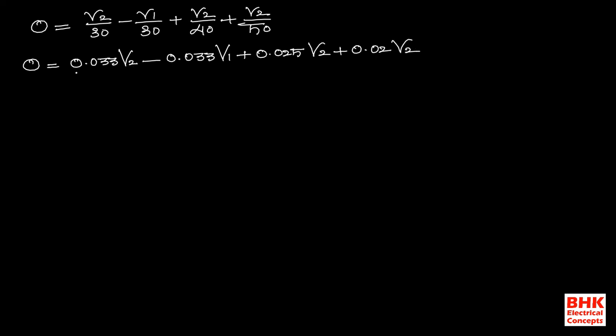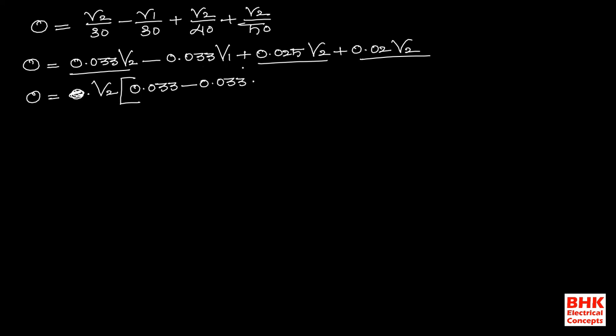Okay, now here the V2 terms are common, so 0 is equal to, take V2 common from the three terms. So here we are taking V2 common, 0.033 minus 0.033, sorry, this is 0.025, sorry, so I am removing this complete expression.